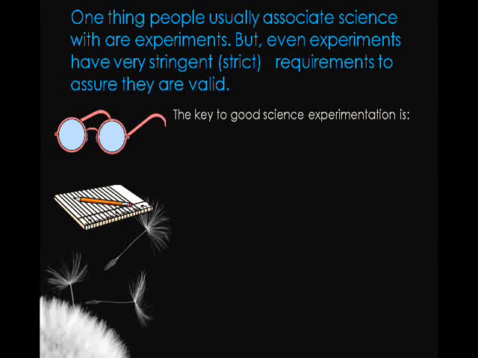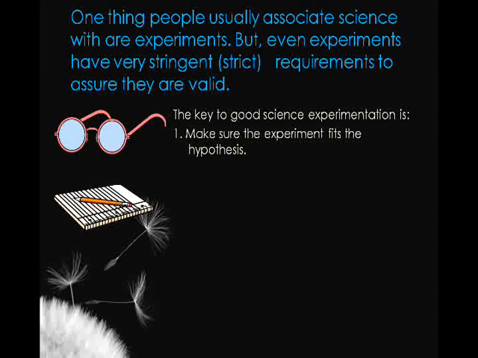One thing that people usually associate with science are experiments, but experiments have to have really strict requirements to make sure they are valid, to make sure that it is accurate science. So we're going to go through the key things to good science. First, you must make sure that the experiment fits the hypothesis.